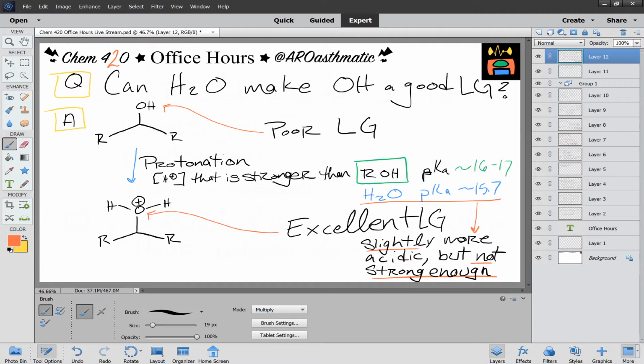All right. So that is the answer to can water make OH a good leaving group? And it's really not acidic enough to be an effective proton source to turn hydroxide into a good leaving group.